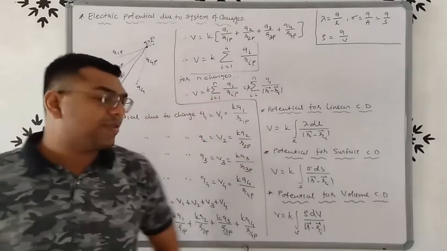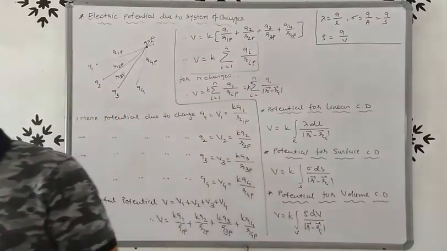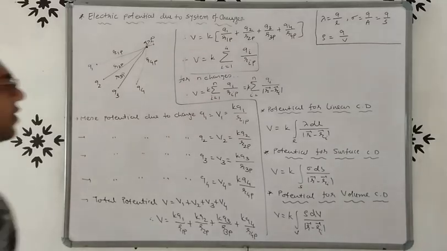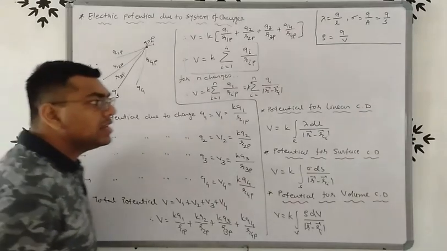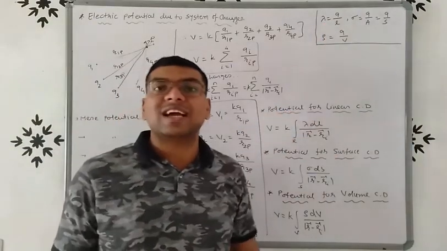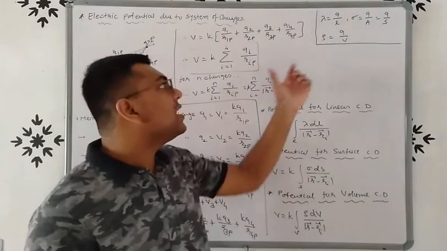Right. So friends, this is the formula of the electric potential for linear charge distribution, then surface charge distribution and volume charge distribution. Once again, friends, for linear distribution, we know that linear charge density lambda is equal to charge per unit length, that is q by l.